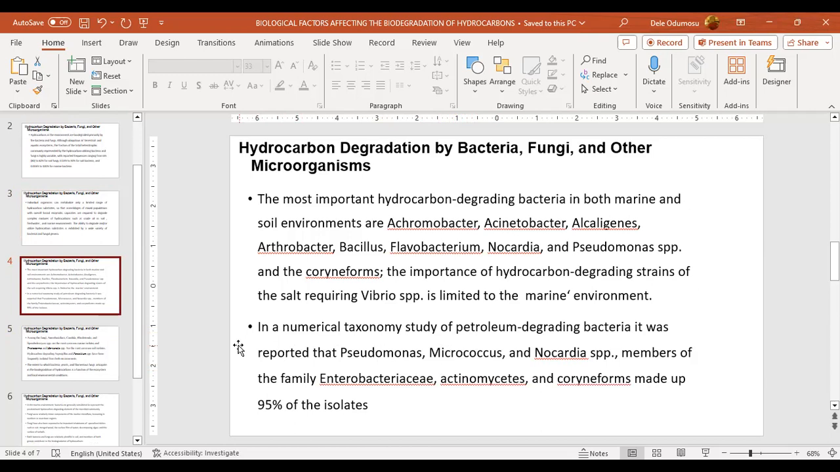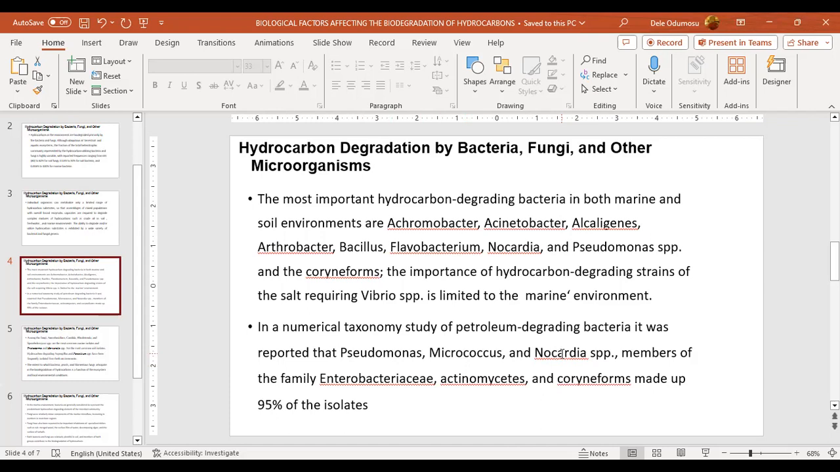I will encourage you to try to know more about these bacteria genera. They are interesting bacteria genera. I know Pseudomonas is popular. Micrococcus, I don't know if it's popular to you, but Nocardia species are not popular to you. You should know these organisms.